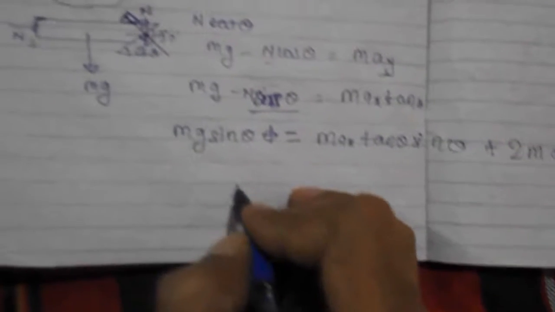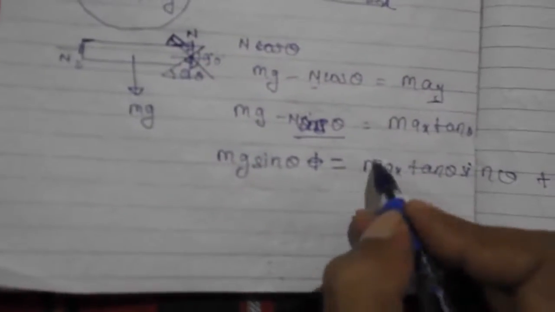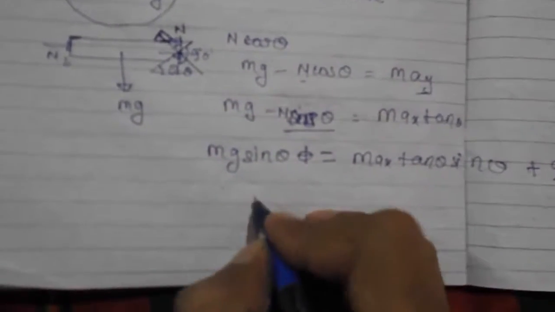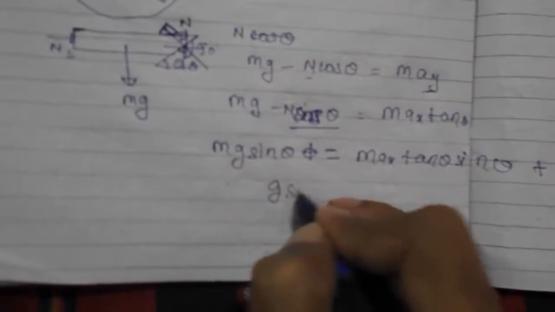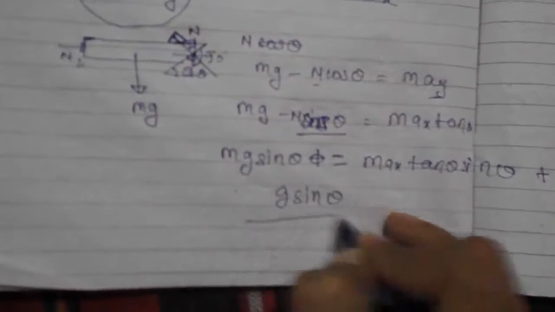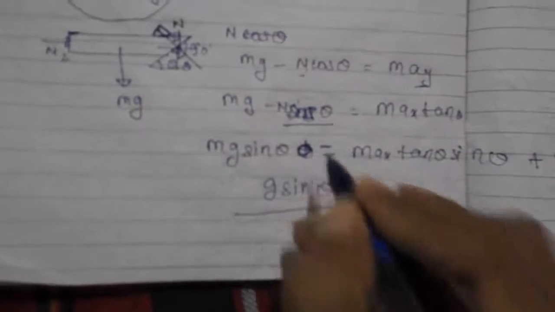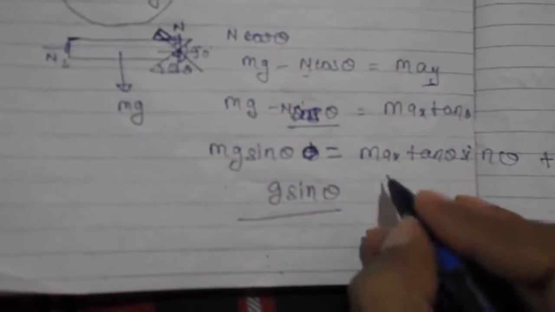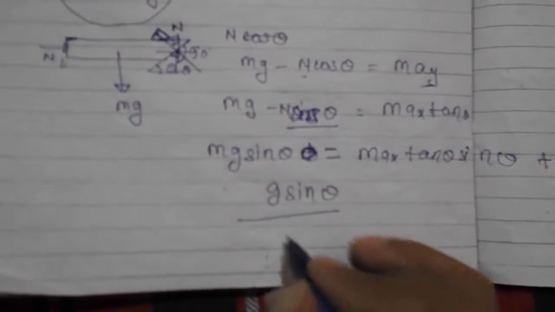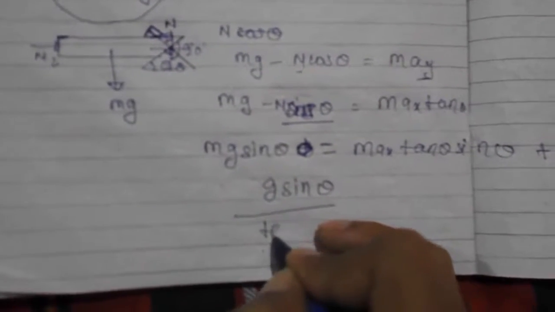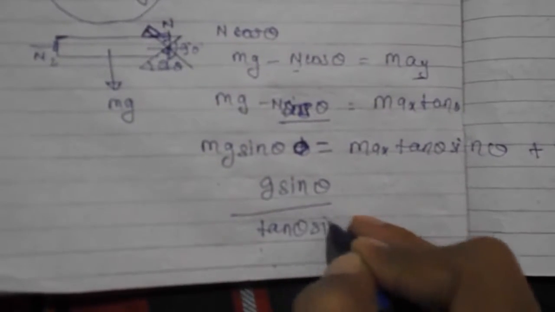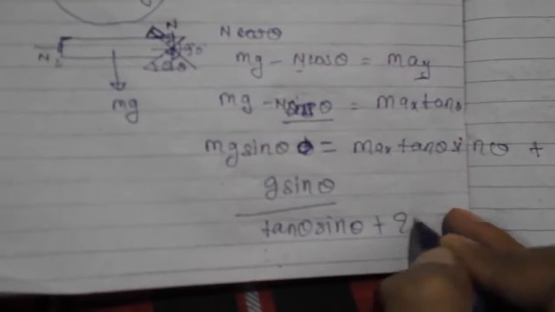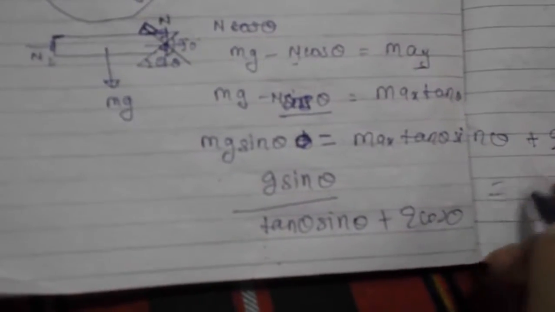Okay, so look here, all these mg will be cancelled. I'm not going to write it. So here g sin theta divided by, here this is nothing. Okay, this is nothing, so don't let it deviate your mind. And here we get tan theta divided by sin theta plus 2 cos theta. This should be equal to ax.